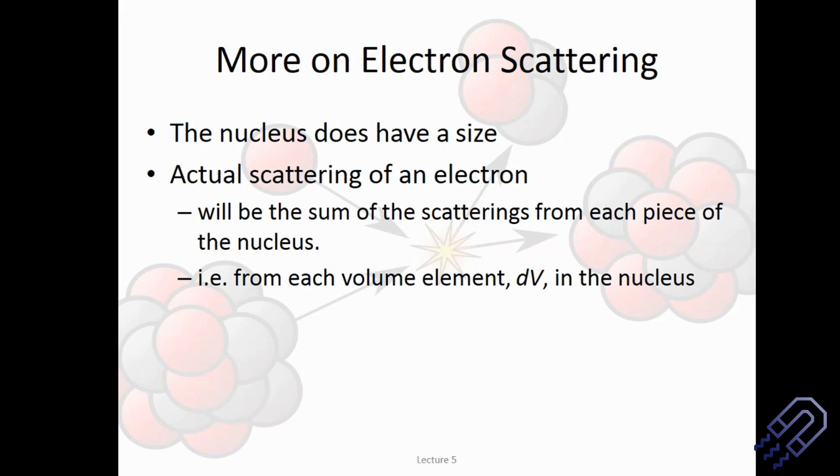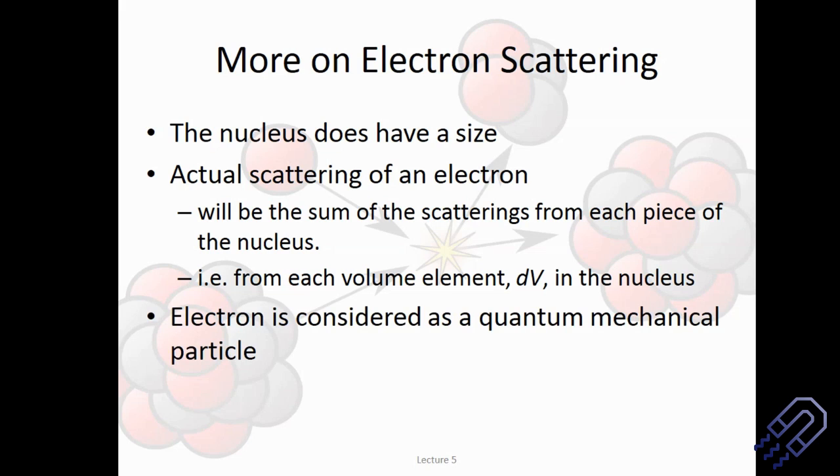And we can consider that it is divided into different volumes. So we can have dV1, dV2, dV3, and all of them are summed up. So whenever we are doing some kind of summation, and if it is basically a continuous summation, we come to the concept of integration. Okay, so summation and integration and all those things. Whenever in physics we are talking about integration, more or less the logic remains the same. So that's why the electron is considered as a quantum mechanical particle.